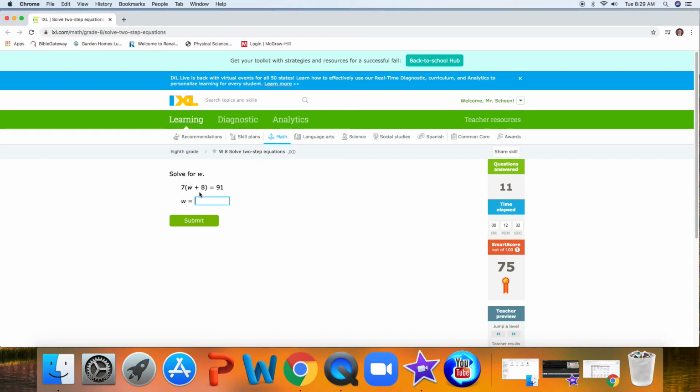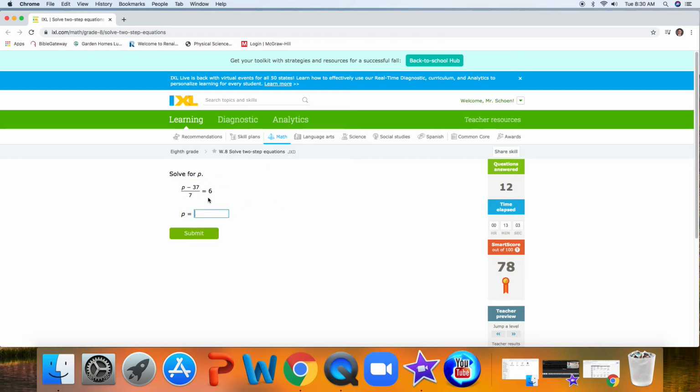I can go about solving this by subtracting 56 on both sides. If I have 91 minus 56, I would set that up to subtract. I can't subtract 6 from 1, so I have to borrow from the 9. The 9 turns into an 8. The 1 turns into an 11. 11 minus 6 is going to give me 5. 8 minus 5 is 3. So my new problem looks like this. 7w equals 35. Divide by 7 on both sides. 35 divided by 7, w equals 5.